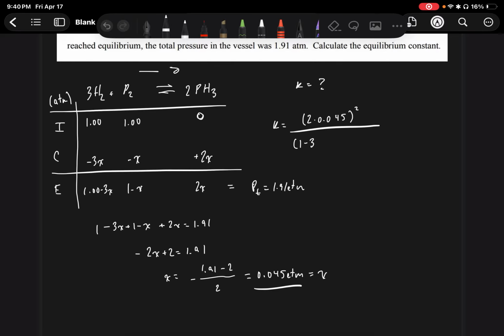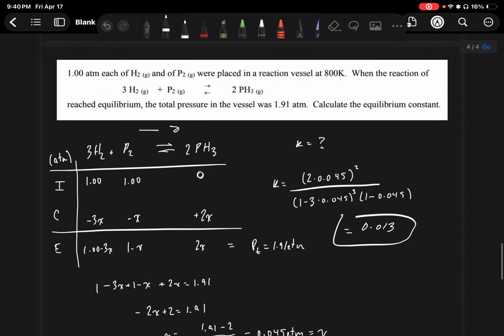Okay, wait, this should be brackets. 1 minus 3 times 0.045 cubed. 1 minus 0.045. But I'm just going to assume that I got this right, bro. Because everything looks like it's matching up, yeah? Everything looks like it's matching up. Okay, answer should be 0.013. We're done. I'll see you tomorrow. Goodbye.